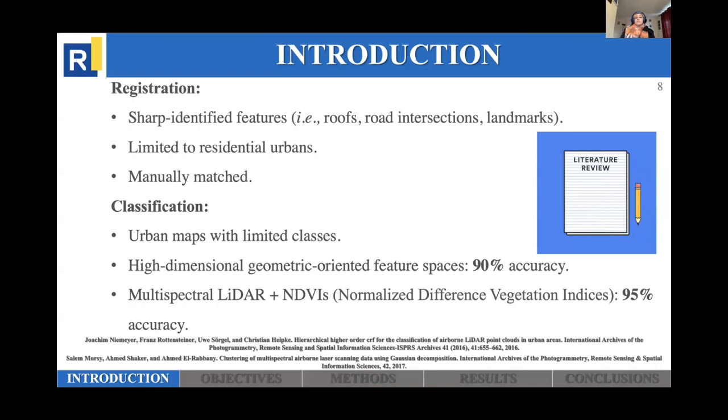Regarding the classification, usually urban maps are produced with a limited number of classes or limited land uses on the map, using a high dimensional geometric oriented feature space with an overall mapping accuracy that barely passes 90%, or using multispectral LiDAR data in addition to calculating some indices such as the normalized difference vegetation index, with an overall mapping accuracy that didn't pass 95%.